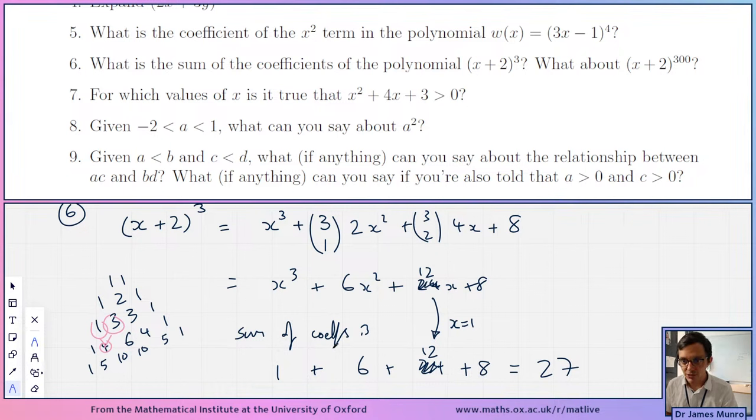And that also works because these expressions are equal over here. If I just plug in x equals 1, then I get 1 plus 2 to the power of 3, and that's 27. So a quick way to work out the sum of the coefficients of a polynomial, or something you know to be a polynomial, is to plug in the number 1. So the sum of the coefficients of x plus 2 to the 300 is just 3 to the power of 300. That's quite a good fact.